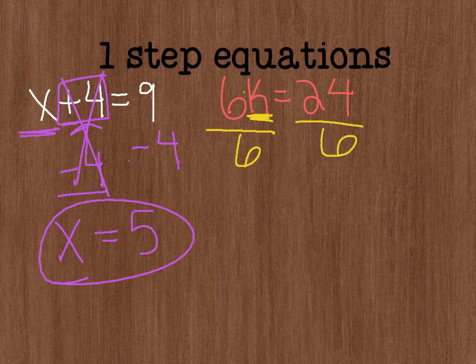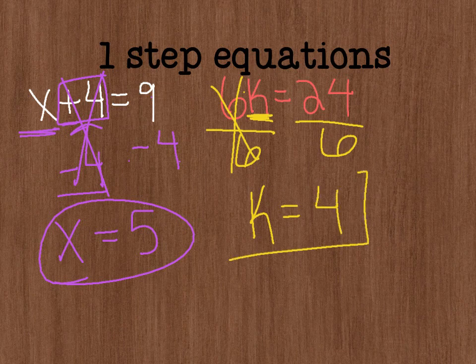So since these are inverse operations, they cancel each other out, they undo each other, so they go away. What's left on this side is going to be my variable k. And then I just have to do a little bit of math right here. 24 divided by 6 is 4. So k equals 4 is the answer.